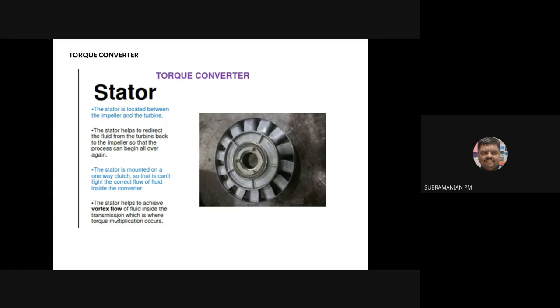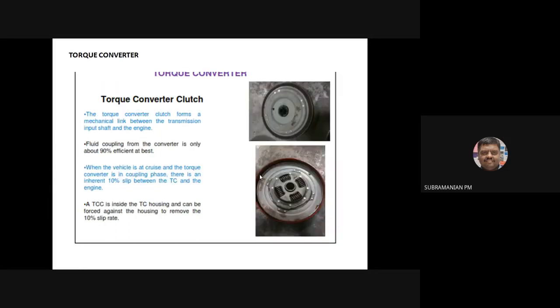That is, the fluid will be circulating around the vanes. So my stator is helping to achieve this, so that fluid will be striking the impeller in the desired direction. Torque multiplication occurs. So another thing, the torque converter is similar to a mechanical link only. But it is operated hydraulically.